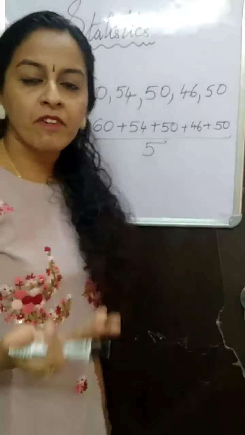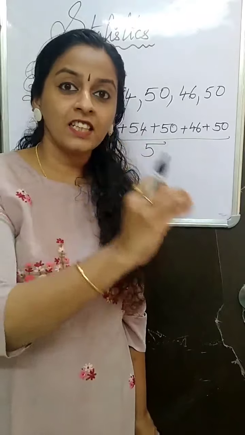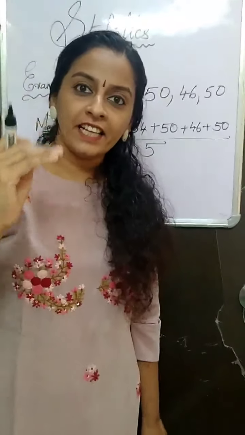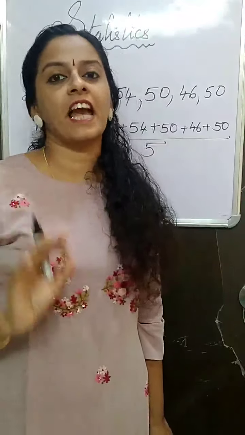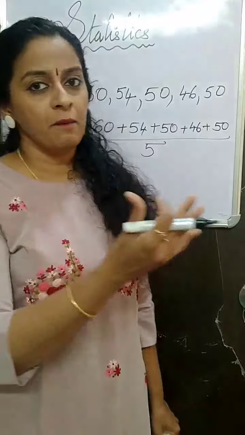Same way you calculate the average strike rate of batsmen also. The runs scored by each batsman in each match, we add and then divide by the matches they have played. So that gives us the average of the batsmen.